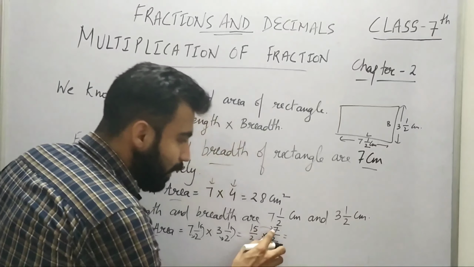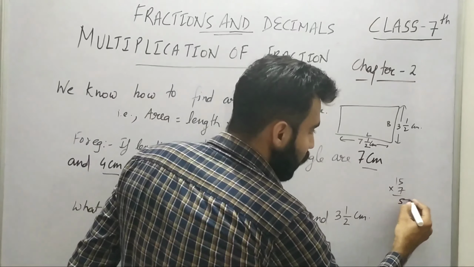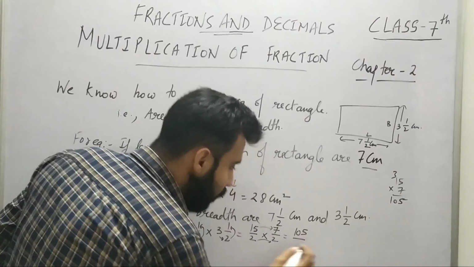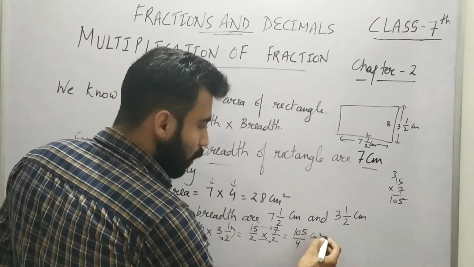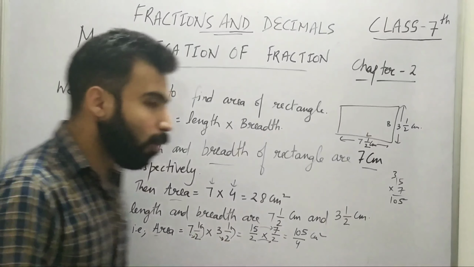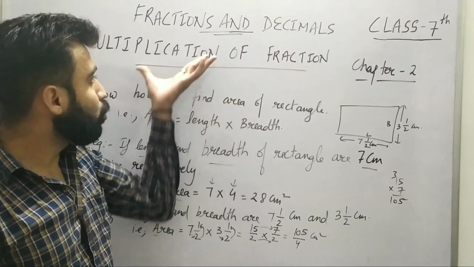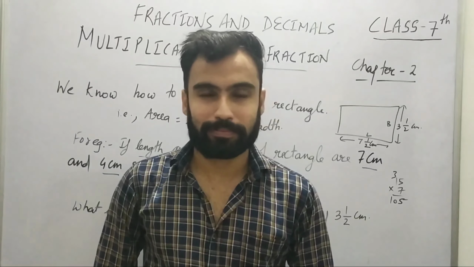So that would be 15 into 7. So what is 15 into 7? Let me just show you. 7 5s are 35, 3 here, 7 into 7 is 49, so 105. So that will become 105 upon 2 into 2, that is 4. So this is how we can calculate the multiplication of mixed fractions, right? So this is the topic, how to multiply fractions to find the resultant fraction.